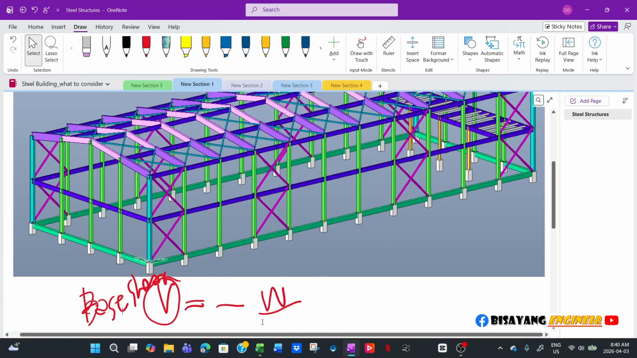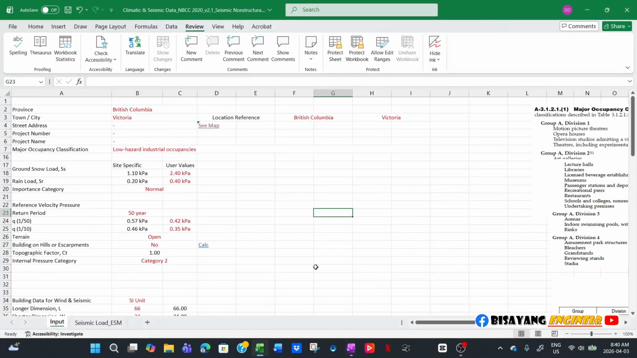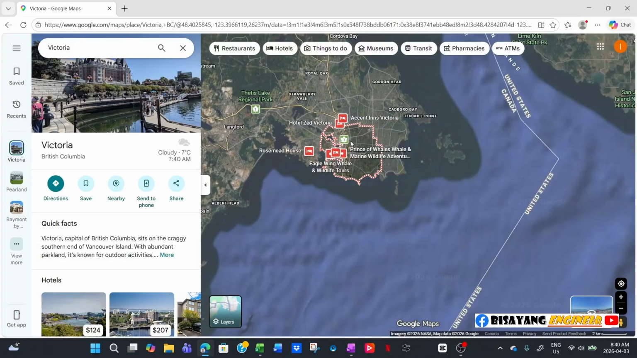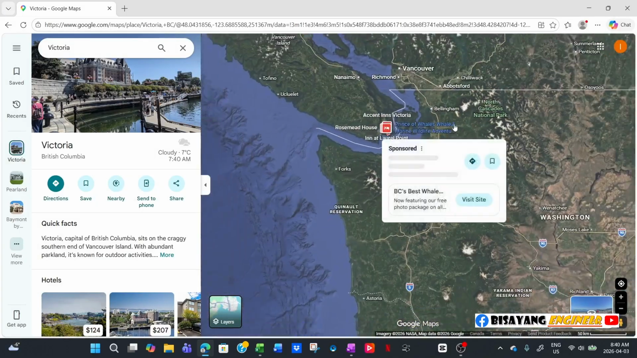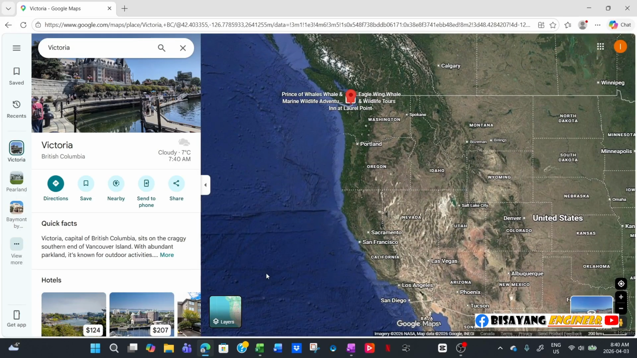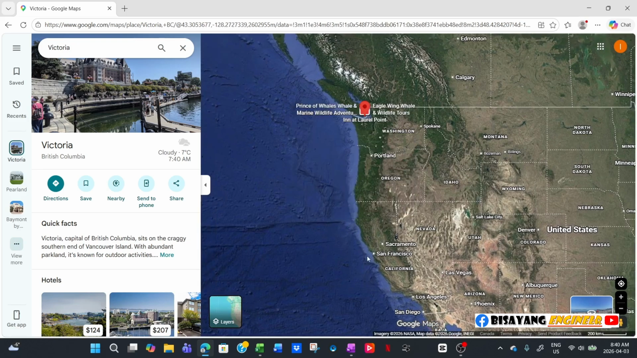So I did a sample calculation because I don't have some information back home. The location I used is Victoria in British Columbia. If you look at the map, this is Victoria, and this is really close to the San Andreas Fault of California, right here. Then there's another fault here. I just can't remember the name, but San Andreas is right here, the San Andreas Fault in California.